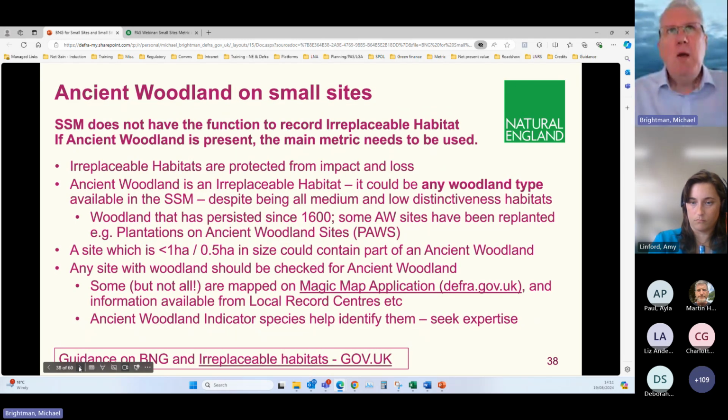So just a reminder about the importance of ancient woodland on small sites. The small sites metric doesn't have the functionality to record irreplaceable habitats, and therefore the main metric needs to be used. They are protected though from impact and loss, and further expert advice should be sought where it's thought that there's ancient woodland present on a site. Again, a small site doesn't mean that ancient woodland would not be present. And again, ancient woodland is mapped within the Magic Map application, but again, not all of it.